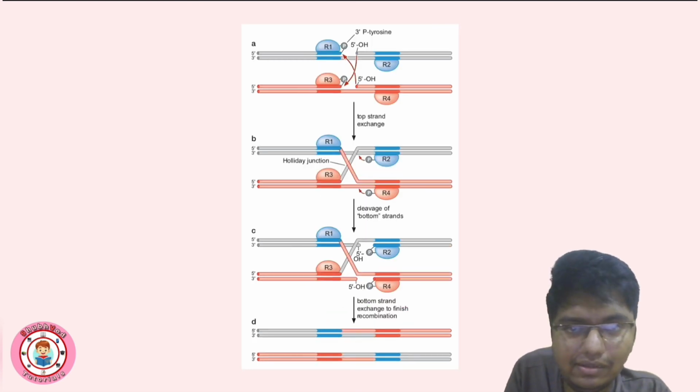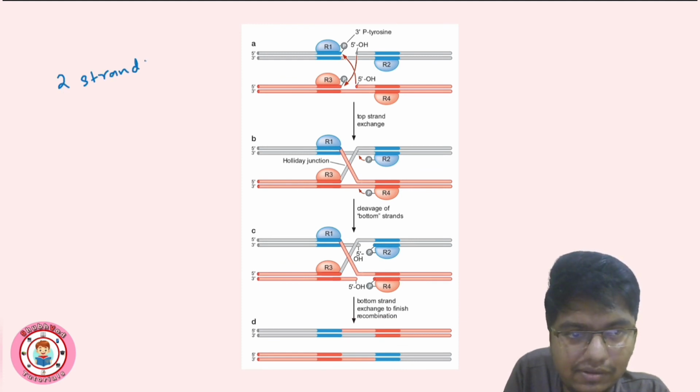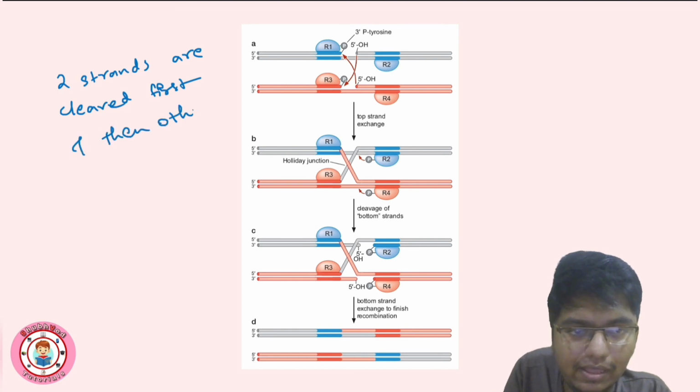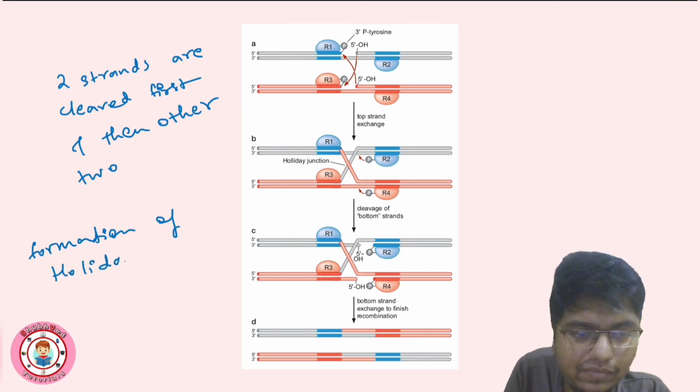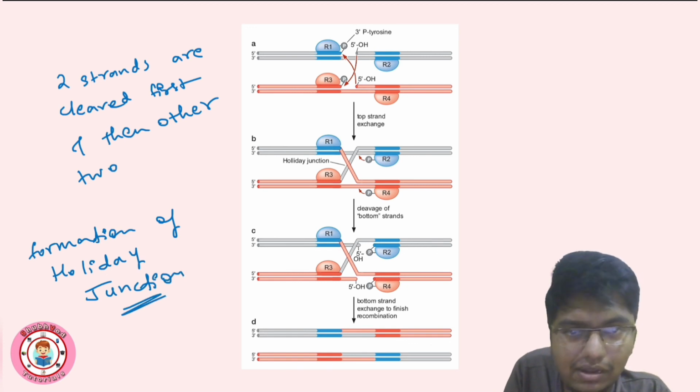Second thing about tyrosine. In tyrosine, what happens? 2 strands are cleaved first, and then the other 2. We can see formation of a Holliday junction here. Do note: Holliday junction formation is seen in the tyrosine case.